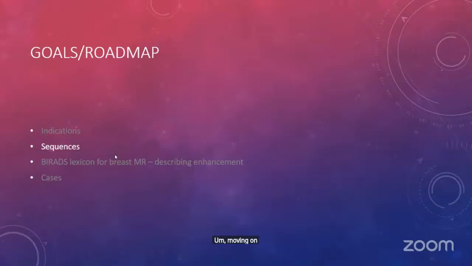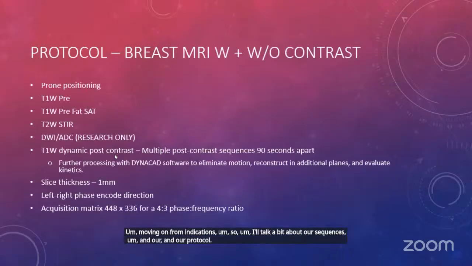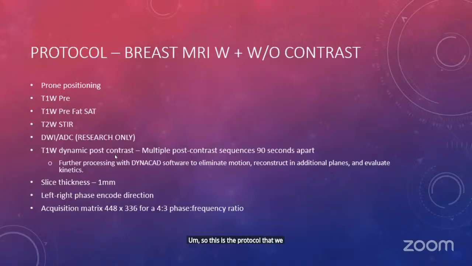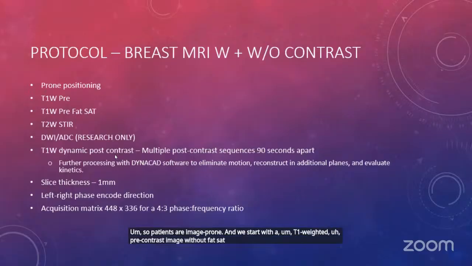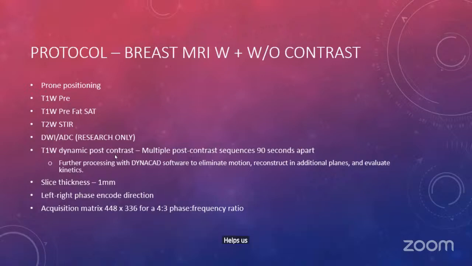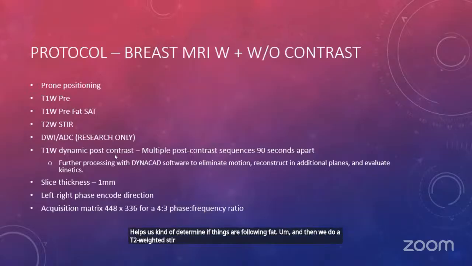Moving on from indications, I'll talk a bit about our sequences and our protocol. So this is our protocol for breast MRI with and without contrast. Patients are imaged prone, and we start with a T1 weighted pre-contrast image without FAT-SAT, and then we do a T1 weighted pre-contrast image with FAT-SAT, which helps us determine if things are following fat. And then we do a T2 weighted STIR. I'm just going in order with the images they send us.